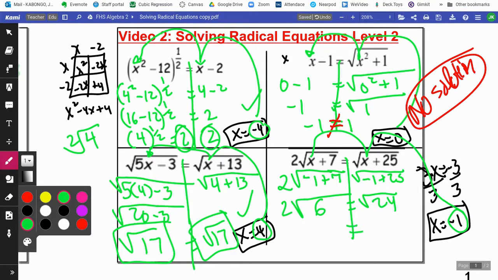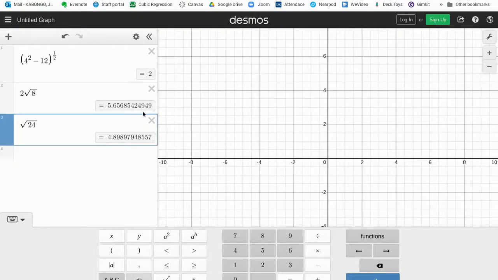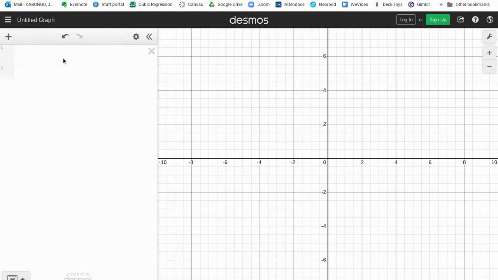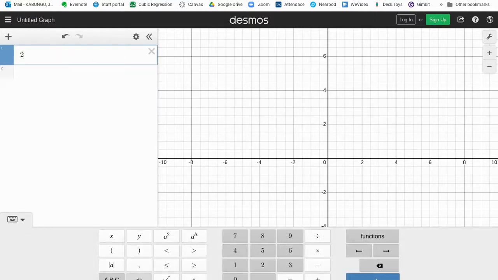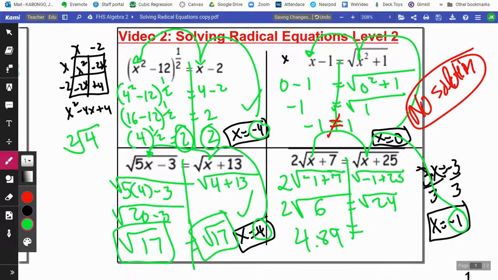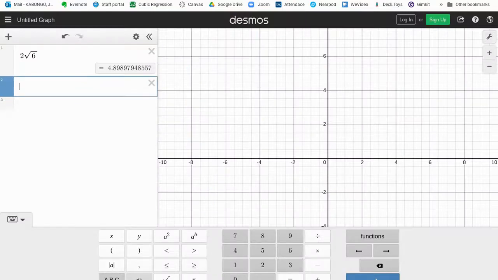All right, let's double check our answer. What's 2 times square root of 6? I have no idea, so I'm just going to go right here. Let me clear this real fast. All right, so 2 square root of 6. That is 4.89. All right, 4.89. Now let's do the right side. What is the square root of 24? Square root of 24, 4.89.